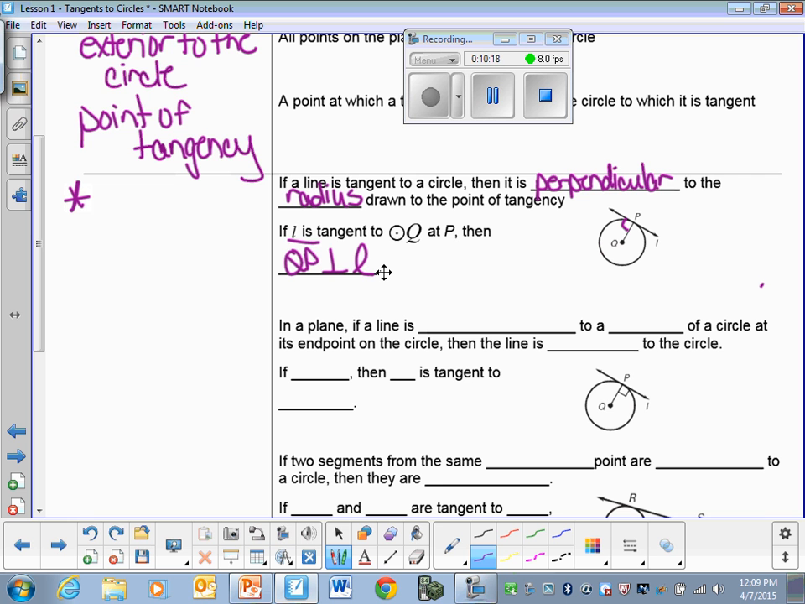In a plane, if a line is perpendicular to a radius of the circle at the end point of the circle, then the line is tangent to the circle. So that's the theorem and its converse; you could write this as a biconditional. So if L is perpendicular to QP, then L is tangent to circle Q.